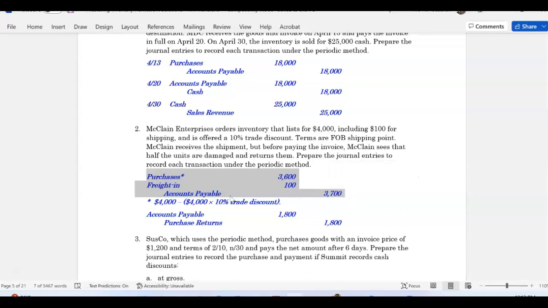Looks like in this scenario, the seller ordered the shipping, but because it's FOB shipping point, the buyer is responsible to pay for that. So the seller ordered the shipping, but added to the invoice. So by end of the day, the buyer pays $3,700, which is $3,600 for the inventory that we purchased and $100 for the shipping.